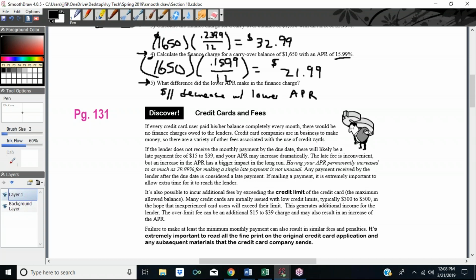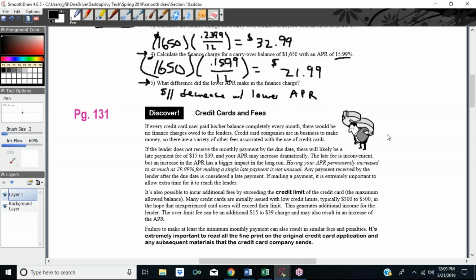It says, if every credit card user paid his or her balance completely every month, there would be no finance charges owed to the lenders. Credit card companies are in business to make money, however, so there are a variety of other fees associated with the use of credit cards. If the lender does not receive the monthly payment by the due date, there will likely be a late payment fee, and your APR may increase dramatically. The late fee is inconvenient, but an increase in the APR has a bigger impact in the long run. Having your APR permanently increased to as much as 29.99% for making a single late payment is not unusual, and any payment received by the lender after the due date is considered a late payment.